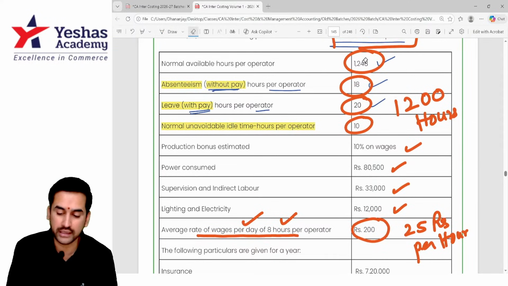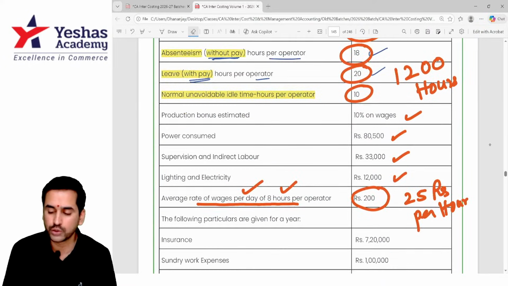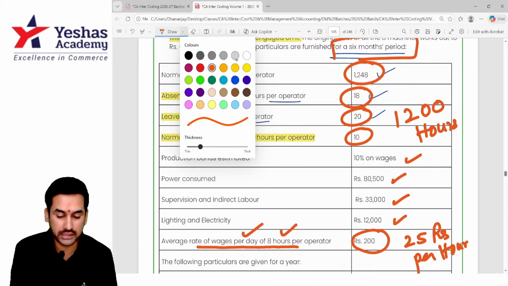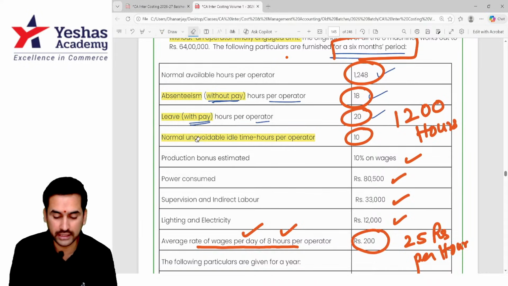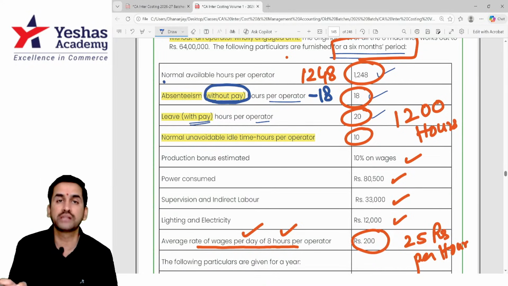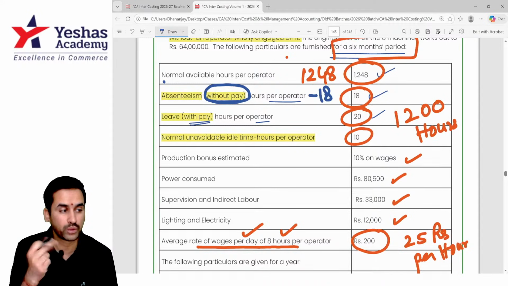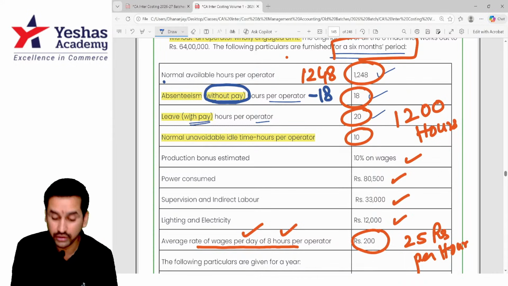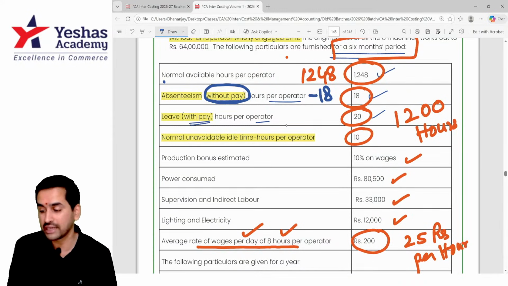Now the next thing to calculate is for how many hours I should pay salary. Now start in calculator please. Out of 1248 hours, see what I am writing in blue. Absenteeism without pay. That means surely for this I will not pay salary. The name itself says absenteeism without pay. That means I have to minus 18. Leave with pay, that means I can't cut salary.